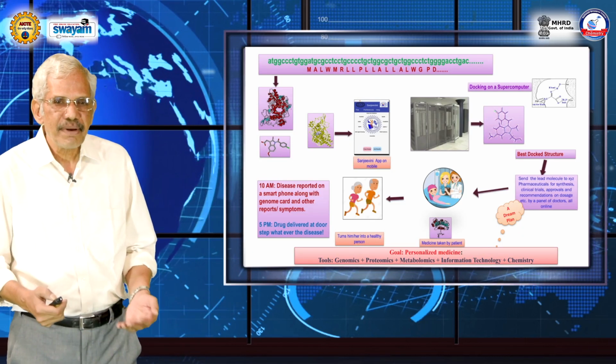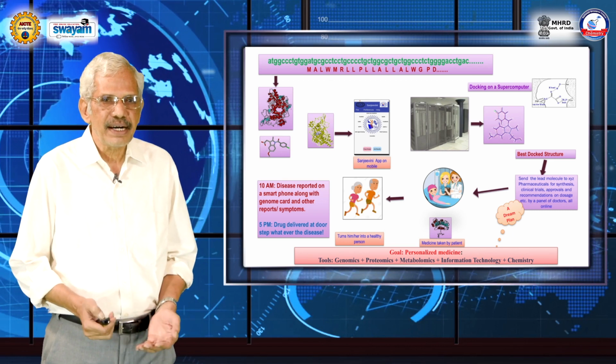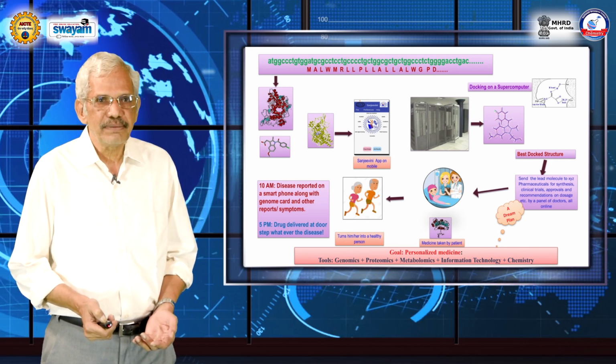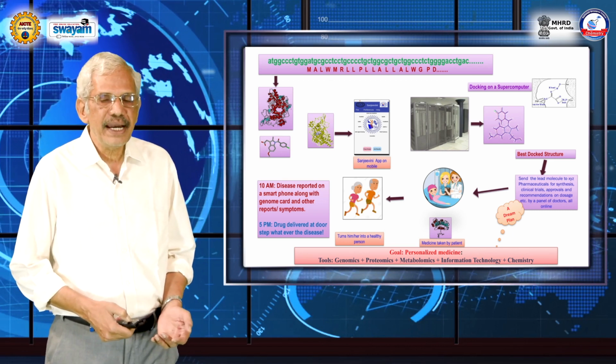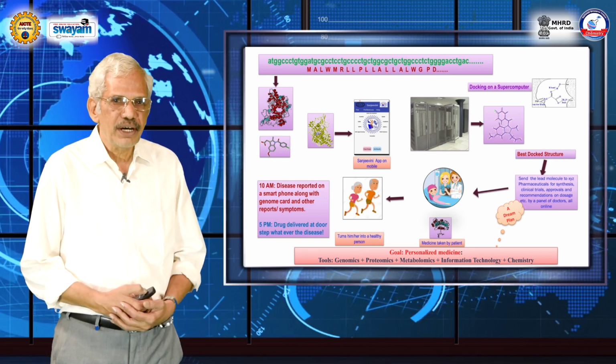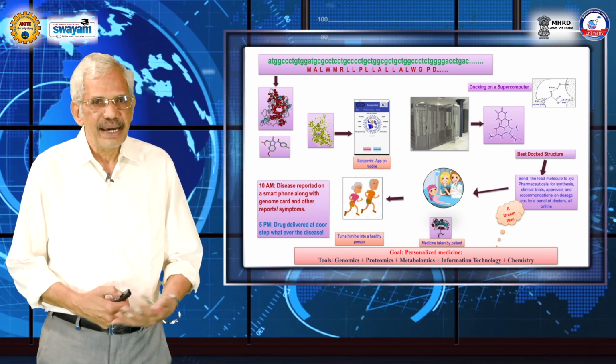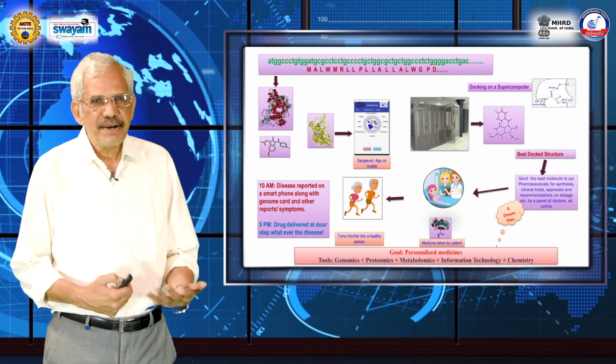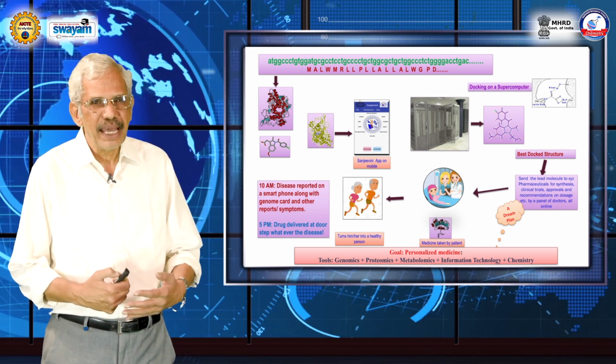Now, what is my dream plan in this? Let's go back to our first description of what is a dream plan. Suppose you had genome information of an organism, let's say a virus. How do you make a drug molecule? What's the pathway? Can we sketch a pathway?